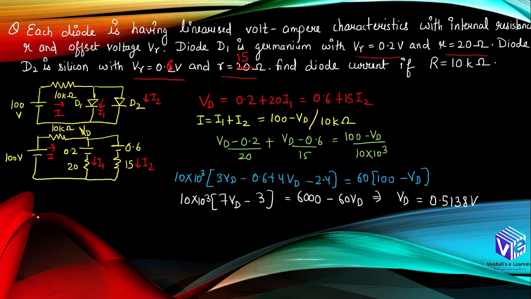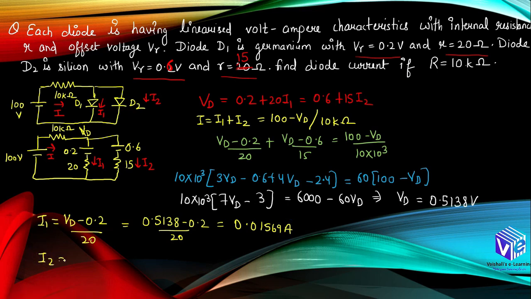So now coming to I1, what is the current I1 over here? I1 would be equal to VD minus 0.2 upon 20. We had already calculated I1 as VD minus 0.2 upon 20. Now I know VD and I can put the value of VD over here. So 0.5138 minus 0.2 upon 20 will be my I1, which will be equal to 0.01569 ampere, right?